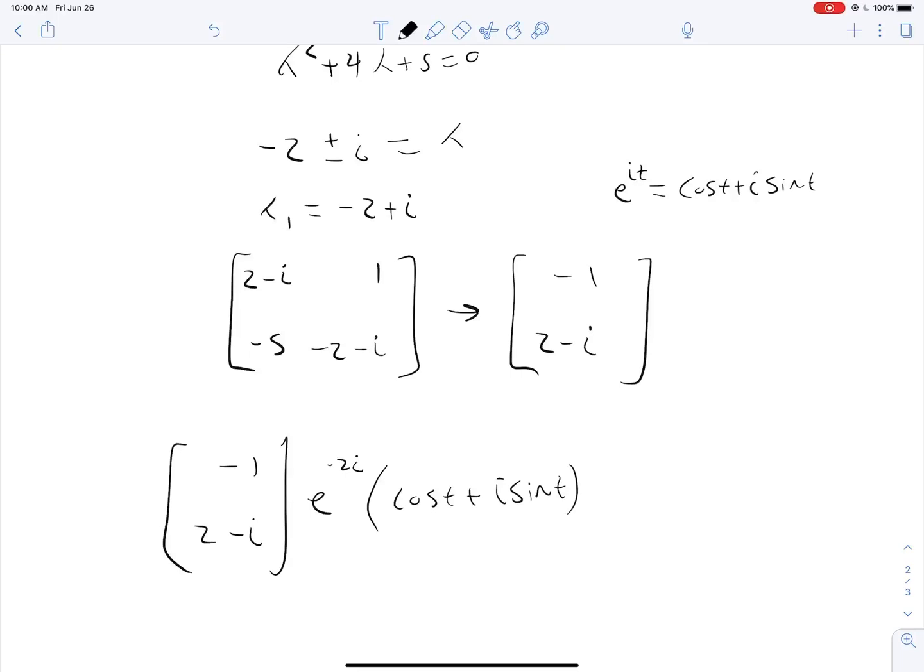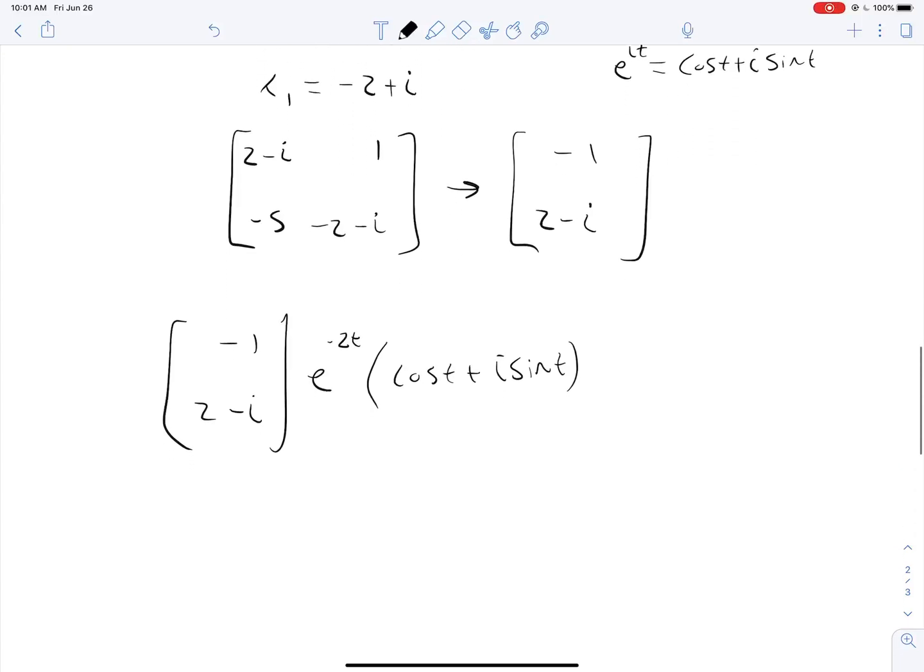Now all we need to do to get our full general solution is to split this thing up by expanding and distributing these cosines and sines into our vector. Split it up. Oh, this shouldn't be an i. This should be a t here, negative 2t. There we go. Split it up based on its real and imaginary parts.